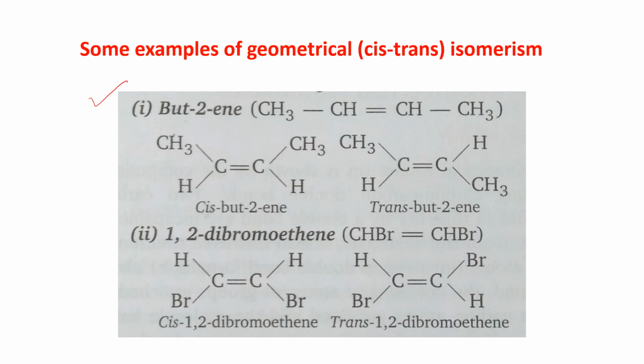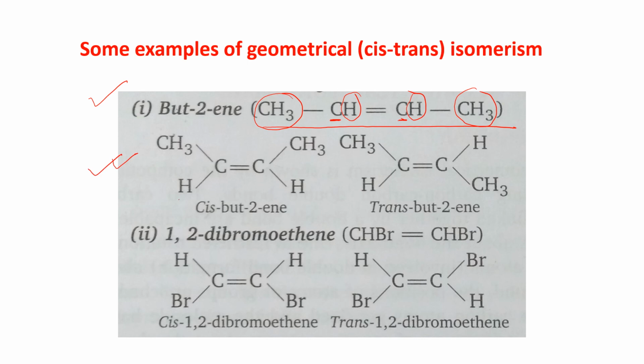Suppose the first one, but-2-ene. The formula is CH3CH=CHCH3. Now you can understand that here is a carbon, here is a carbon. Hydrogen and hydrogen are attached to the carbons, and CH3 and CH3 are also attached to these carbon atoms. So how can we write it? We can write it in this way.